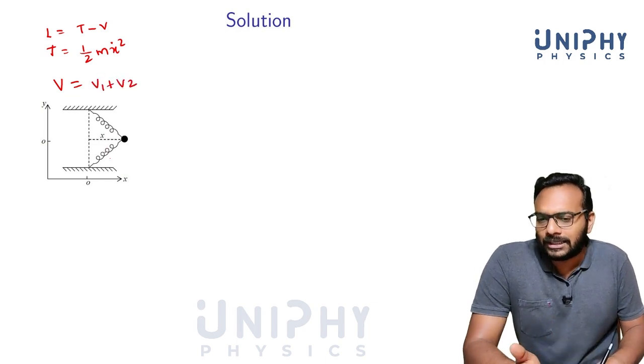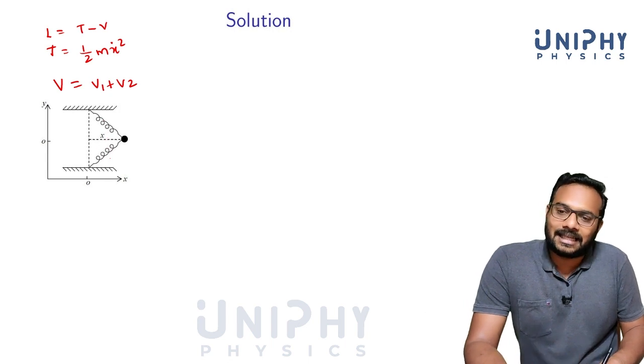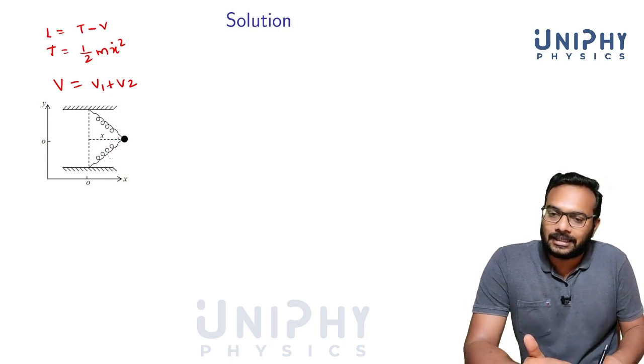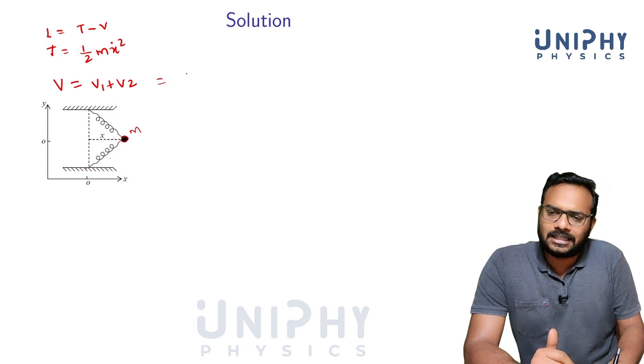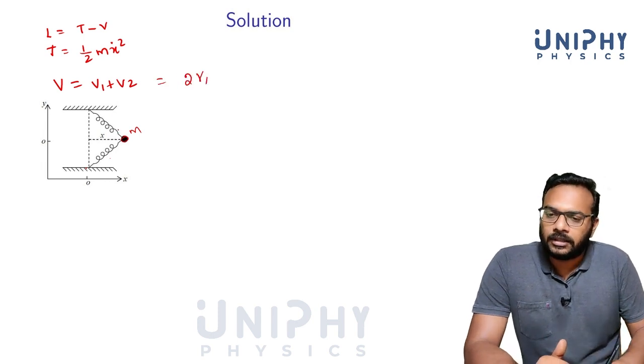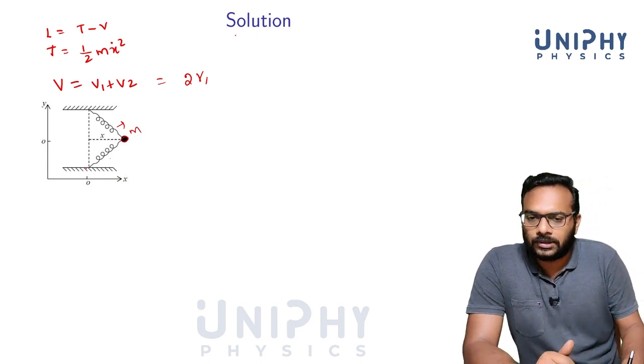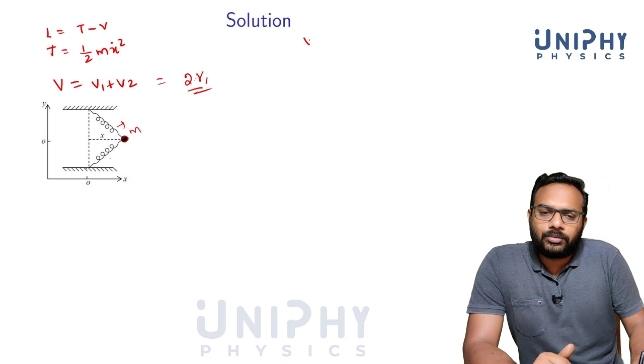But by looking at this geometry, you see that it has to be exactly the same, because it's exactly symmetric. The springs are identical and the particle of mass m is exactly at the same distance from this end and this end. So we can simply write it as 2V1, twice V1. If you find the potential energy corresponding to one spring, you can get the other one also. So how do we find V1?